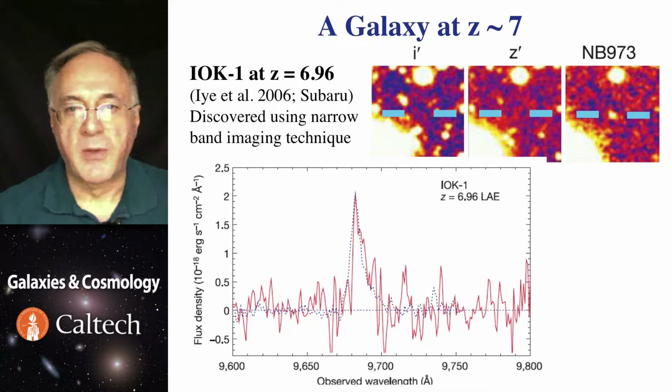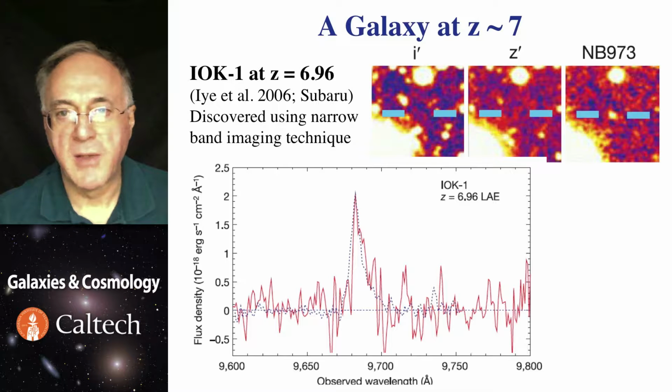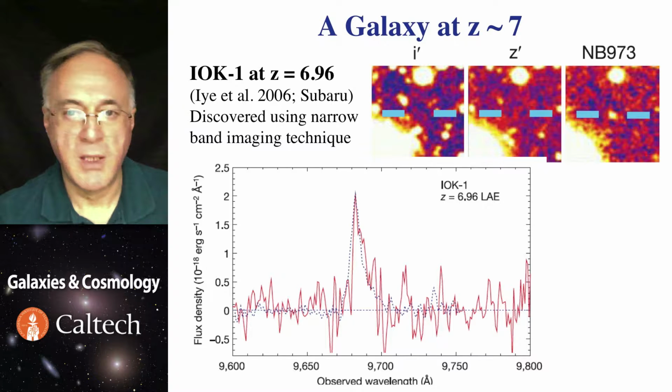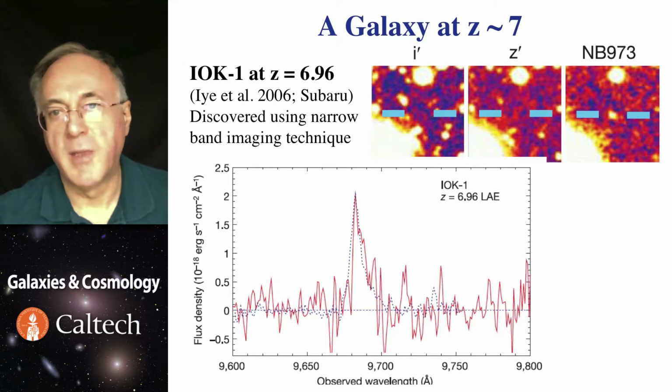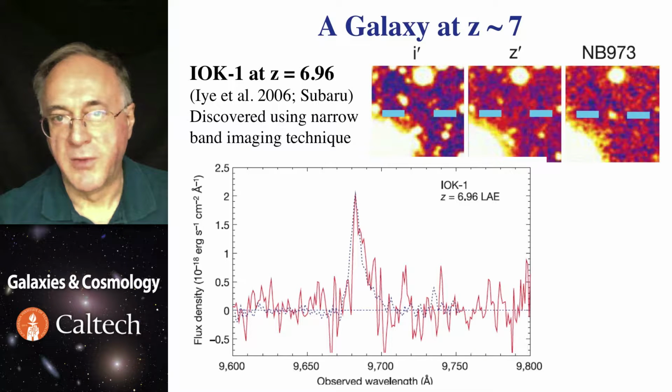Here is an example of one of the most distant, if not the most distant, galaxies selected using narrowband imaging, which was also confirmed using slit spectroscopy. This is at a redshift of 7. The 3 images show 2 continuum images, where the galaxy light is diluted completely, and a narrowband image in which it stands out because of its strong Lyman alpha emission. The plot at the bottom shows the spectrum that confirms that that's indeed what we're looking at.